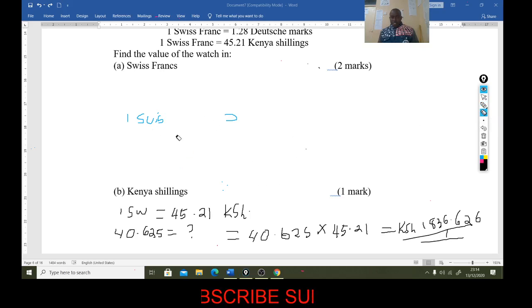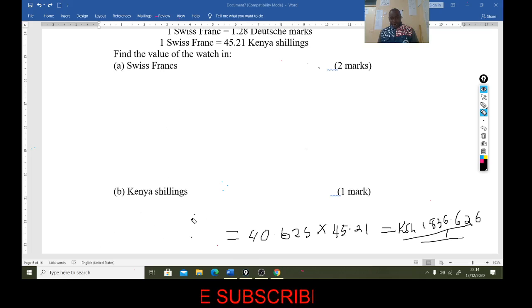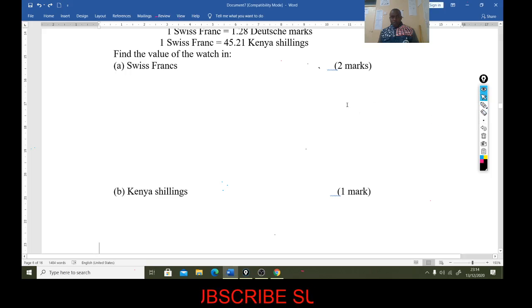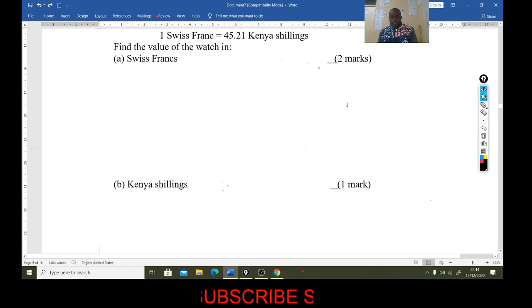What matters is the kind of question. There is buying and selling of currencies. You must understand that the bank does what we call the buying and selling of currencies.